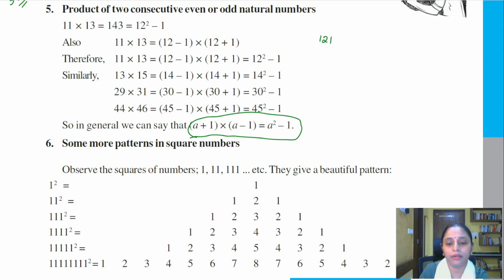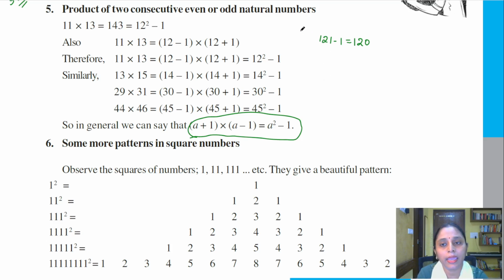Take 121, right? 11 square is 121, right? Now, what is 121 minus 1? It is 120. Now, this can be written as the product of two consecutive even or odd numbers. Clearly, they're talking about even. In fact, you also know what those are.